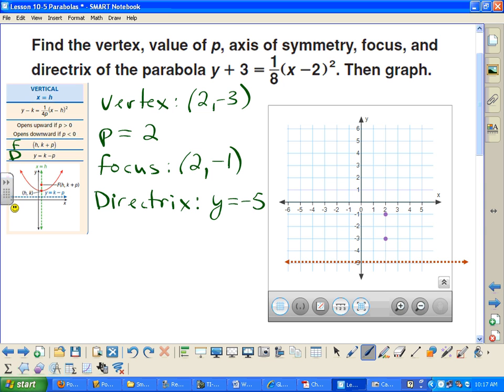So we've got the vertex, the value of p, the focus, the directrix. We need to do the axis of symmetry. I forgot that. Okay, so axis of symmetry.